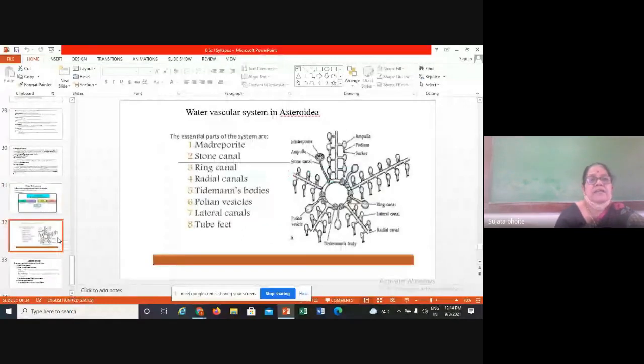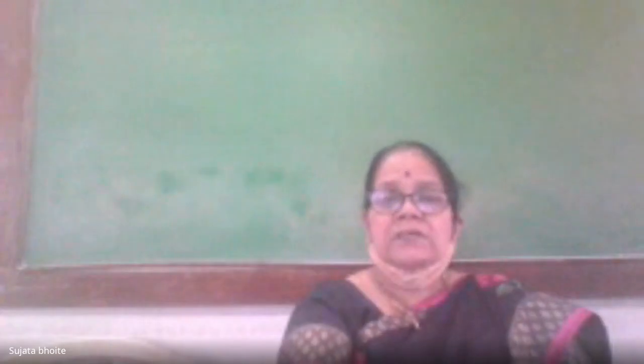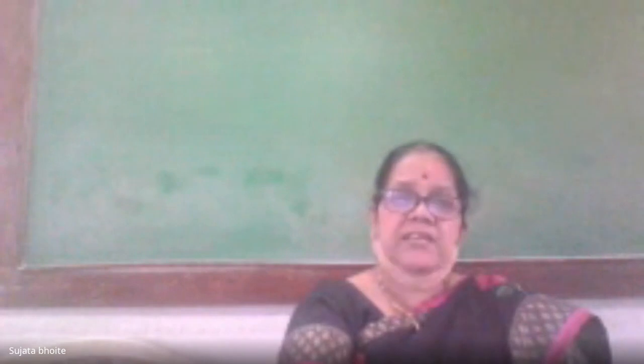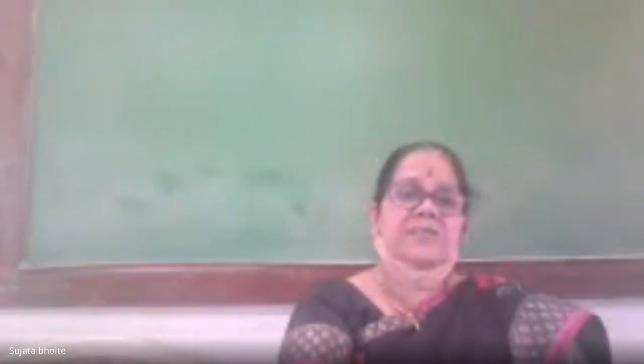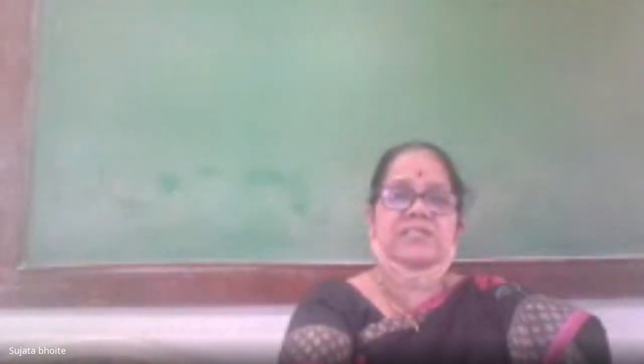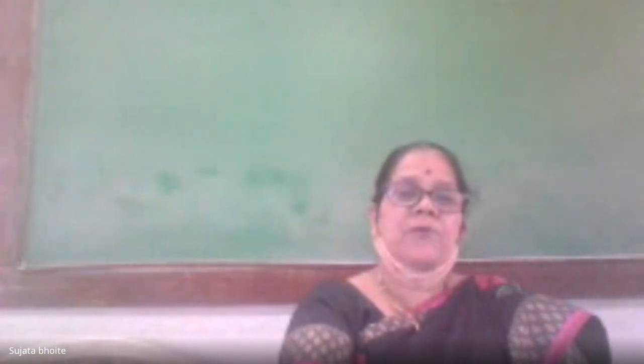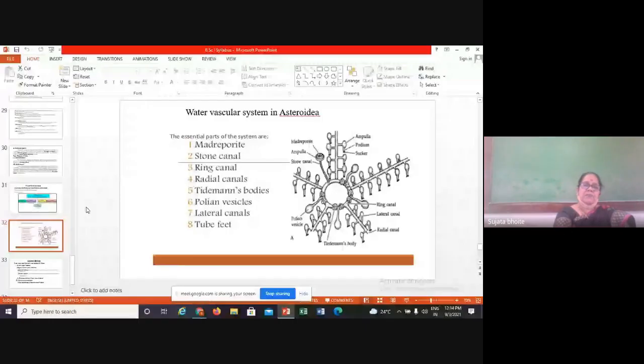The second point is the water vascular system of Asteroidea. This is the diagram of the system of Asteroidea, and these are the parts of this water vascular system. The first part is the madreporite, second is the stone canal, third is the ring canal, fourth is the radial canals, fifth is the Tiedemann's bodies, sixth is the Polian vesicles, seventh is the lateral canals, and the eighth is the tube feet. So these are the points mentioned for the water vascular system in Asteroidea.